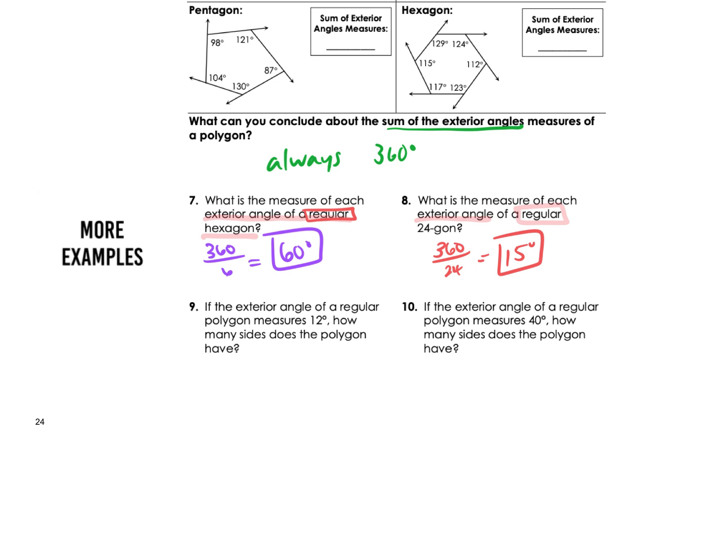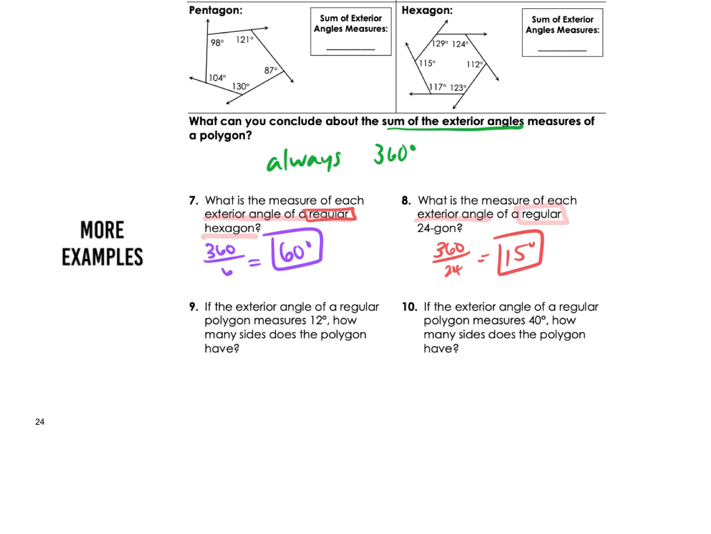Question on number 7. What if I asked you what the measure of the interior angle was? What do we know about the interior angle and the exterior angle? They add up to 180. They make a straight line. So if the exterior angle is 60, what's the measure of the interior angle? 120. Okay? Does that make sense?